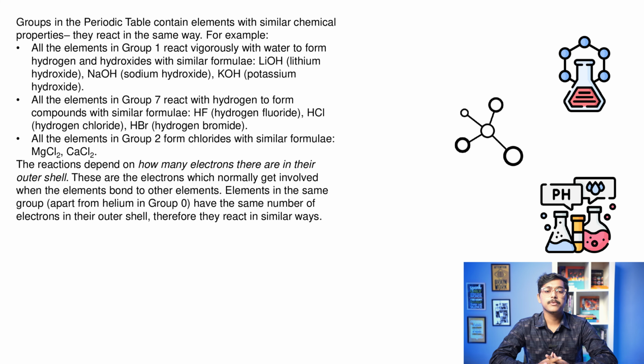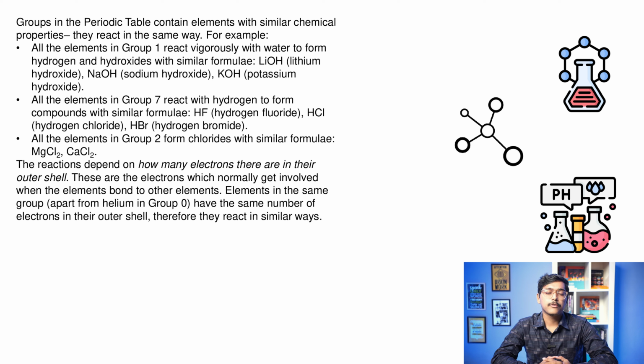Groups in the periodic table contain elements with similar chemical properties, that is, they react in the same way. For example, all the elements in group 1 react vigorously with water to form hydrogen and hydroxides with similar formulae. For example, lithium hydroxide with the formula LiOH, sodium hydroxide with the formula NaOH, and potassium hydroxide with the formula KOH.